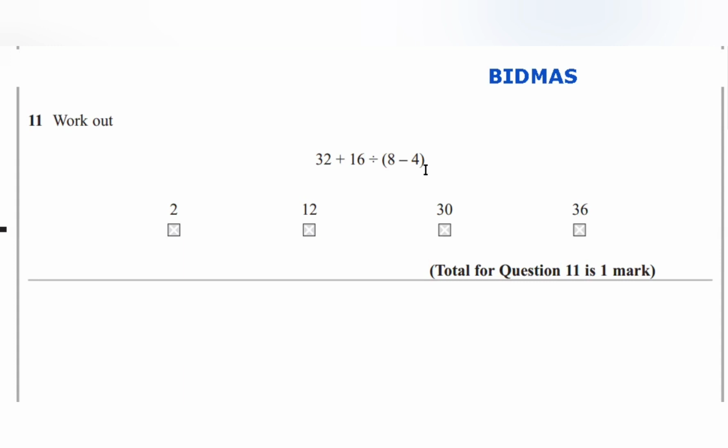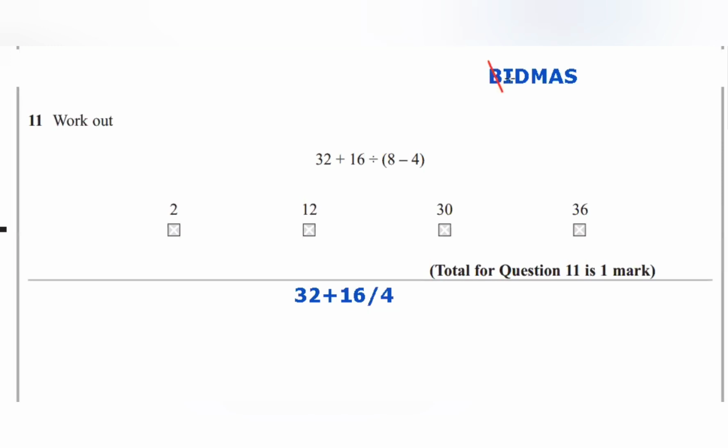Yes, I do. So I'm going to finish what's inside the bracket first. I'm going to write the expression again: 32 plus 16, then divide 8 minus 4 equals what? Very good, equals 4. Now I finish what's inside the bracket, so I can take the bracket out, or the B out.